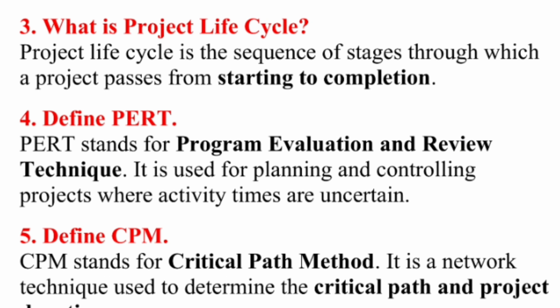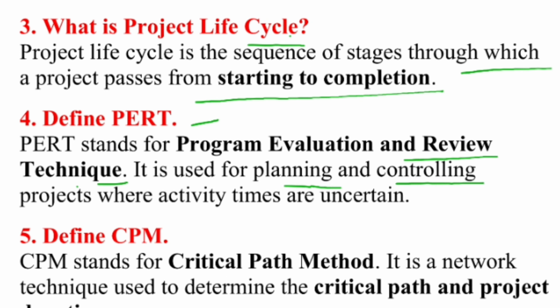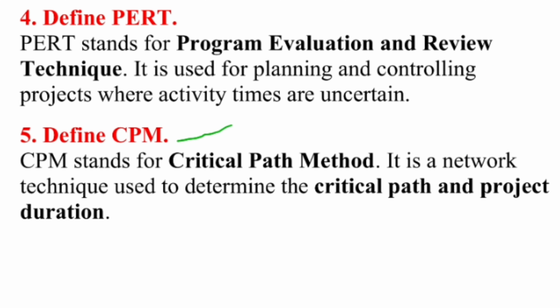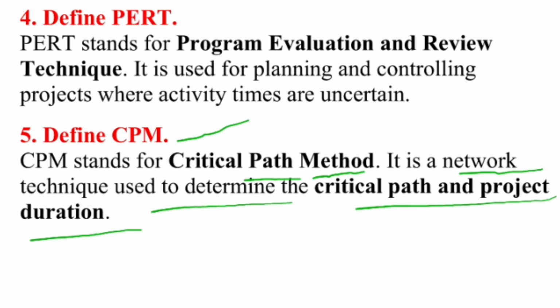The next question is, what is project life cycle? The project life cycle is a sequence of stages through which the project passes. Next, define PERT. PERT stands for Program Evaluation and Review Technique. It is used for planning and controlling projects where the activity times are uncertain. Next question is define CPM. CPM stands for Critical Path Method. It is a network technique used to determine the critical path and project duration.